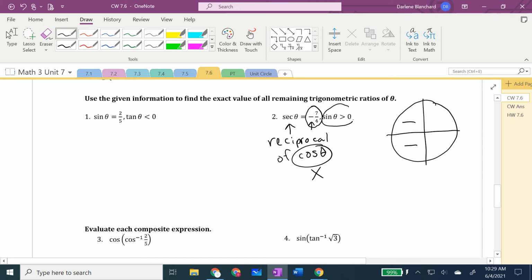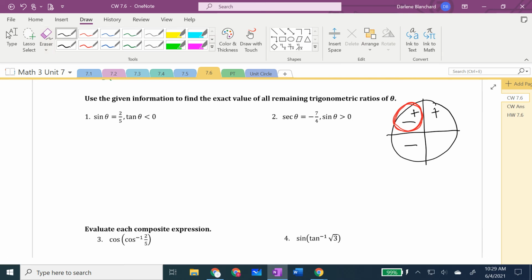Then I'm told that I have a positive value for sine. Sine is positive in quadrants 1 and 2. So we coincidentally are in quadrant 2 again. And now what I'm going to do next is write down SOHCAHTOA. In other words, sine theta, cosine theta, tangent theta.